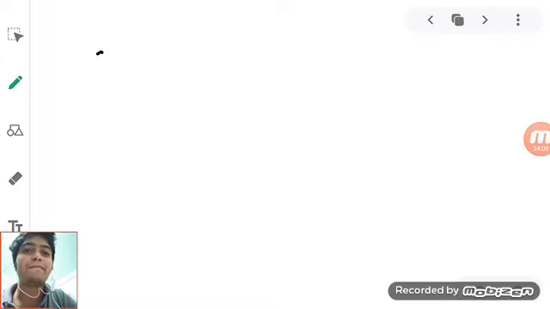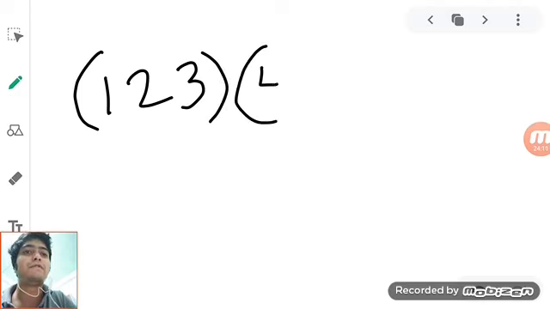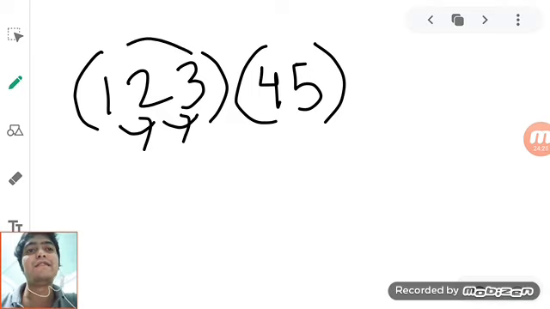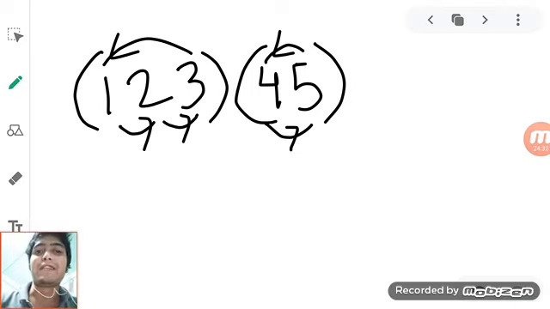Similarly, to be more familiar, 1, 2, 3, 4, 5. Suppose you are having it like this. You can see the number 6 is not written. So that is why you can say 6 goes to 6. 1 goes to 2, 2 goes to 3, 3 goes to 1, 4 goes to 5, 5 goes to 4. But the number 6, since it is not present, means that 6 goes to 6. Similarly, 7 goes to 7, in case we need the number 7, and also 8.